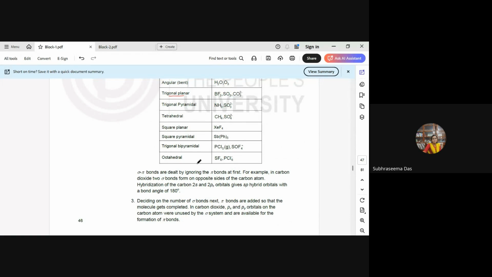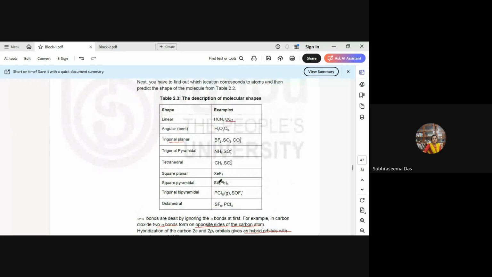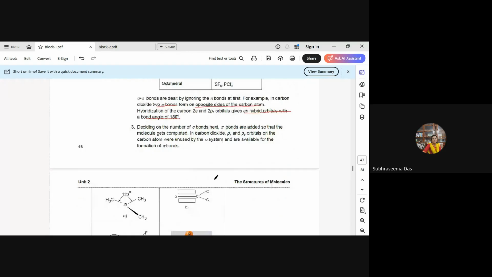Now sigma and pi bonds are dealt with by considering the sigma bonds first. For example, in carbon dioxide we see two sigma bonds formed on opposite sides of the carbon atom. The hybridization of the carbon, 2s and 2pz, gives sp orbitals with a bond angle of 180 degrees. So first we will look into the formation of the sigma bond, then the formation of the pi bond.